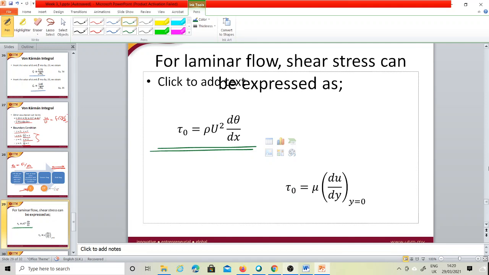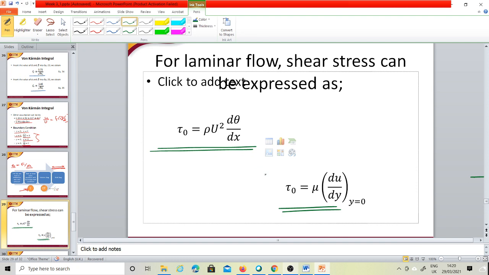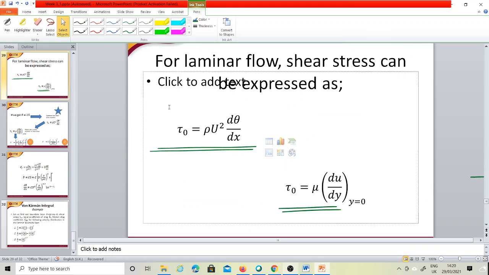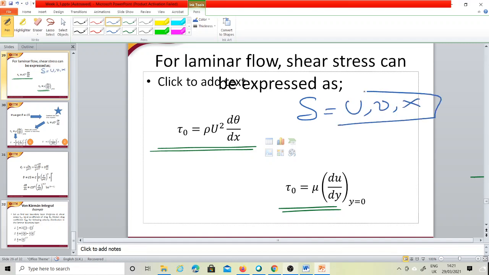Okay, so it means that both are the wall stress, so both should give the same result. So it means we can equate these two. So how are we going to solve this equation? For example, sometimes they request us to calculate the delta in the form of u, mu and x. How do we get the value of delta in this form, u, mu and x?